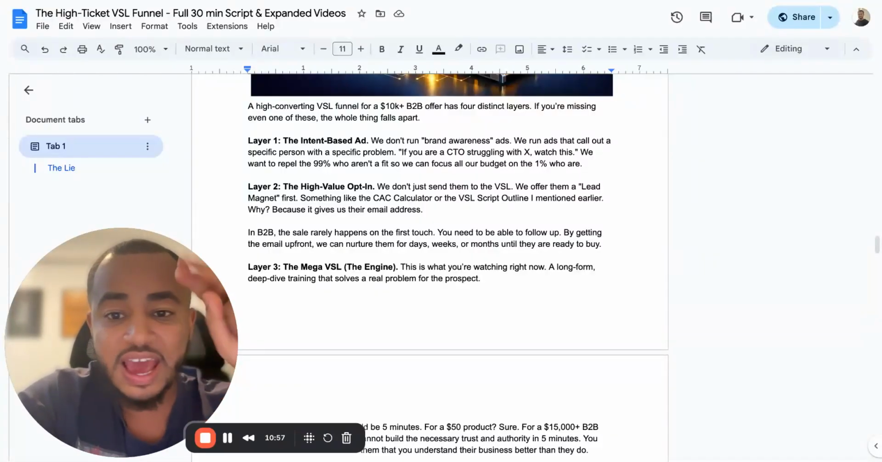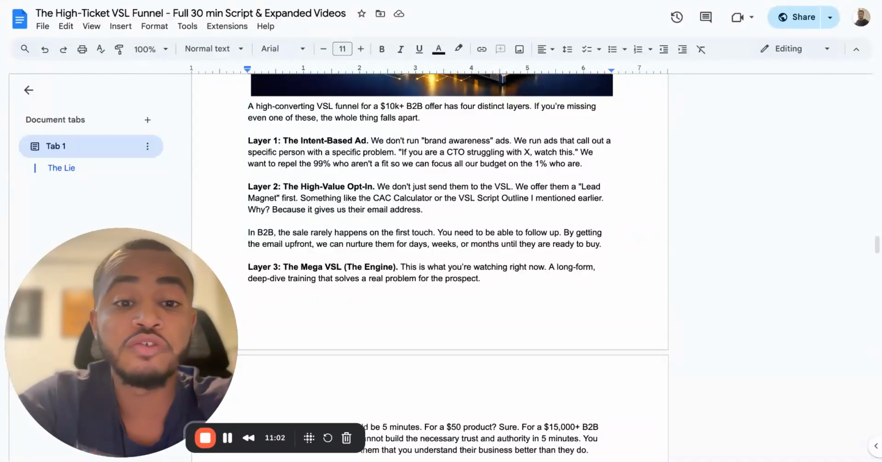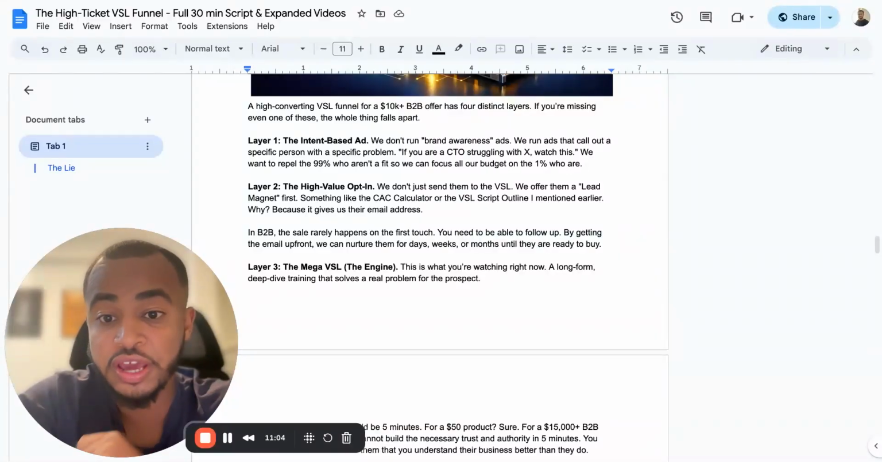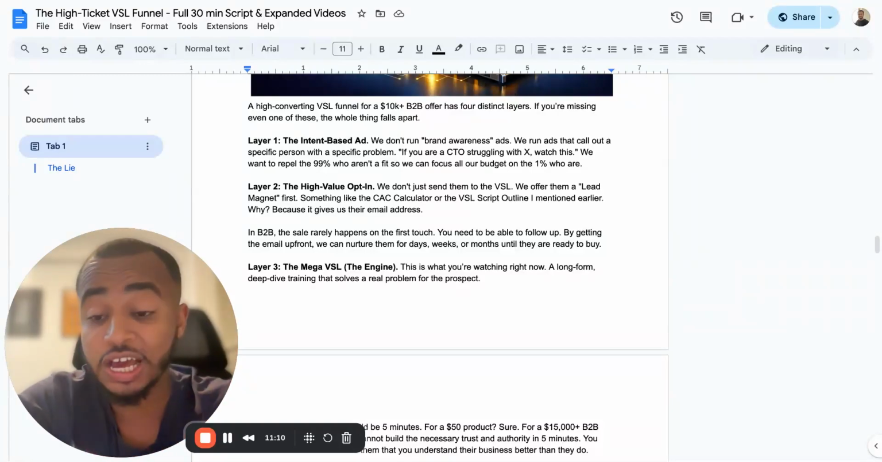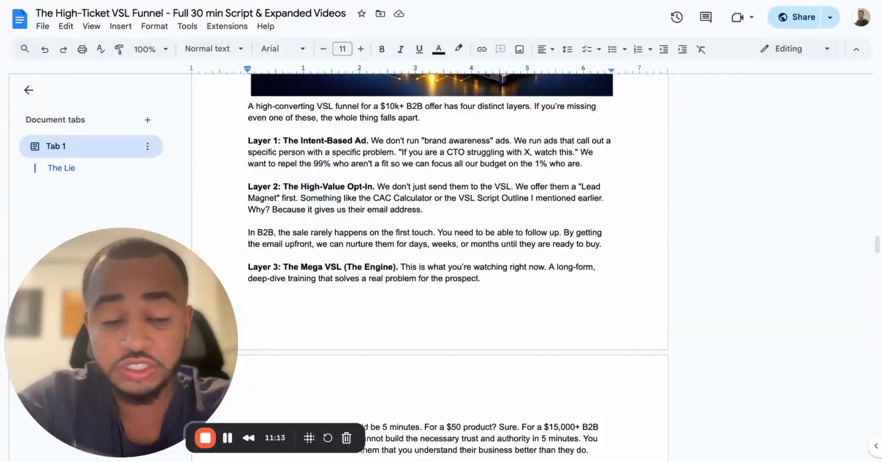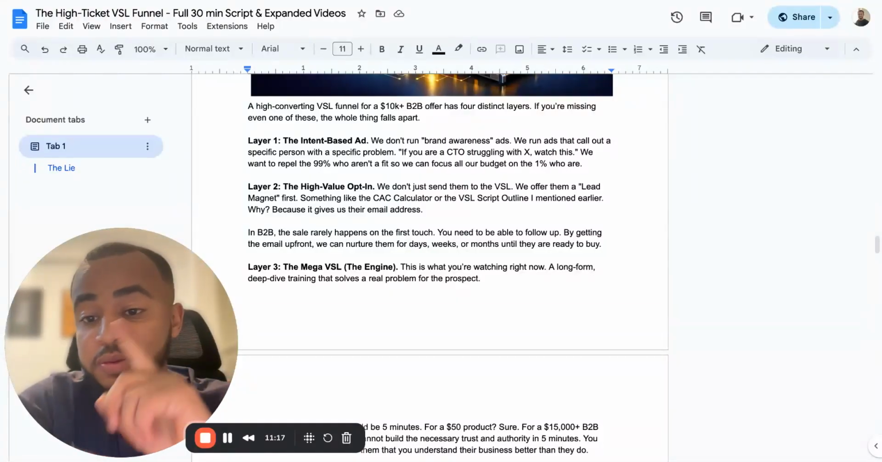Layer two, the high value opt-in. We don't send them the VSL. We offer them a lead magnet first, something like a CAC calculator, for example in my case, or the VSL script that I just gave you, the next steps I mentioned earlier. Why? Because it gives us their email address.